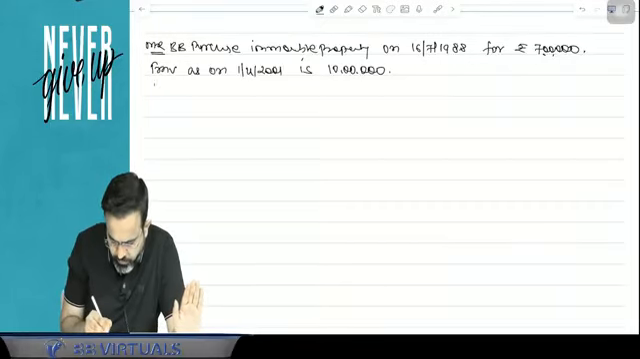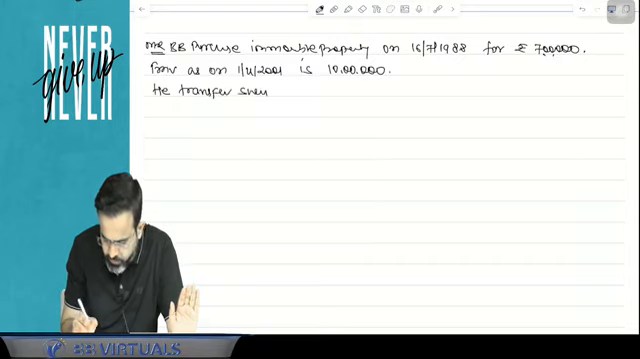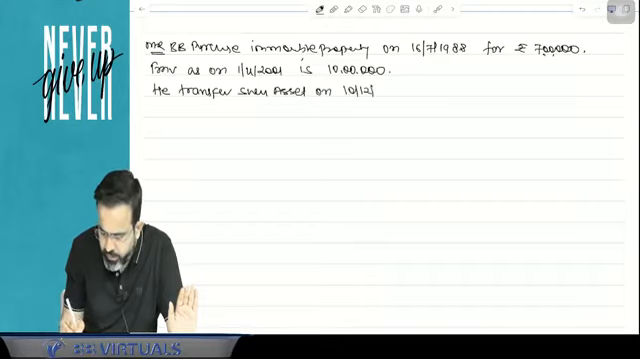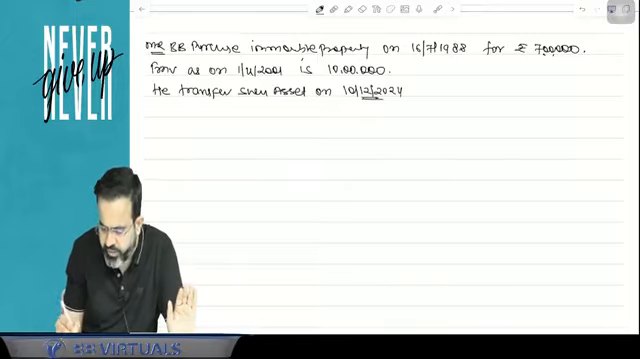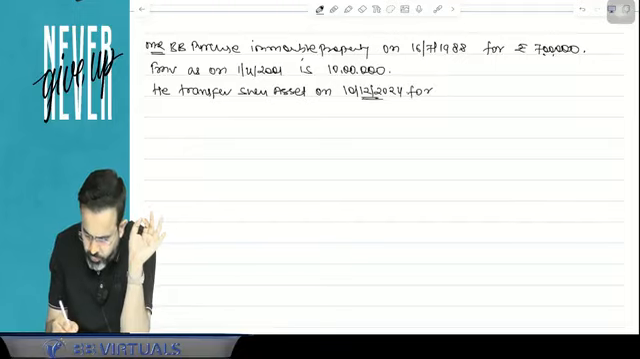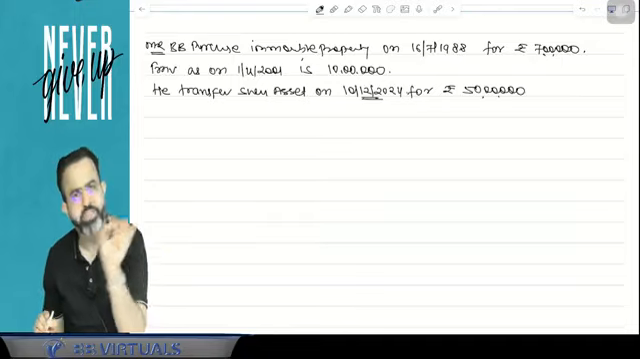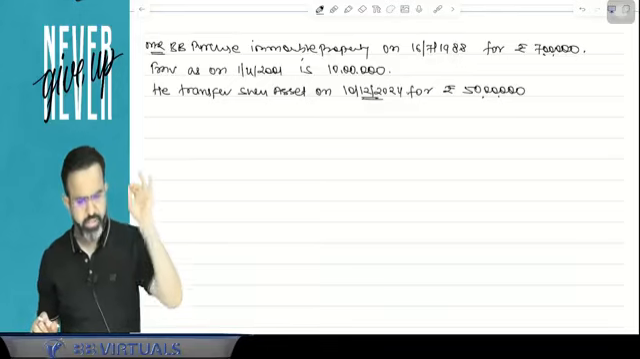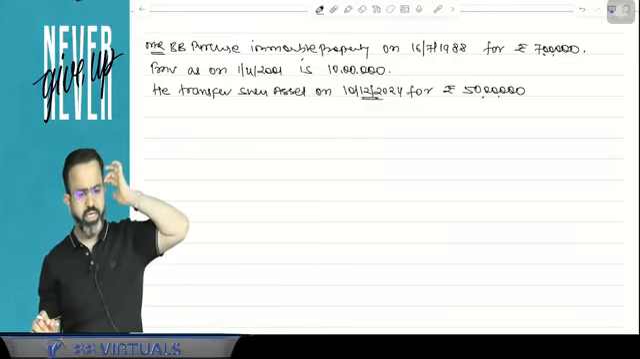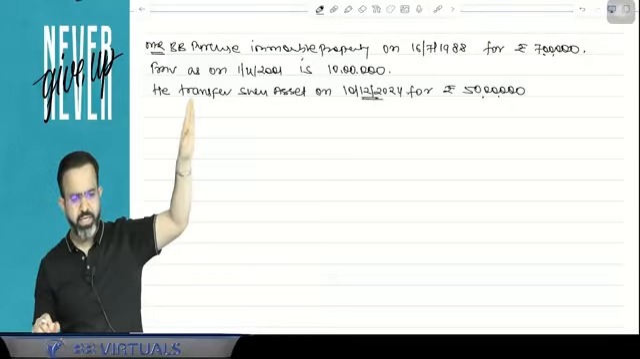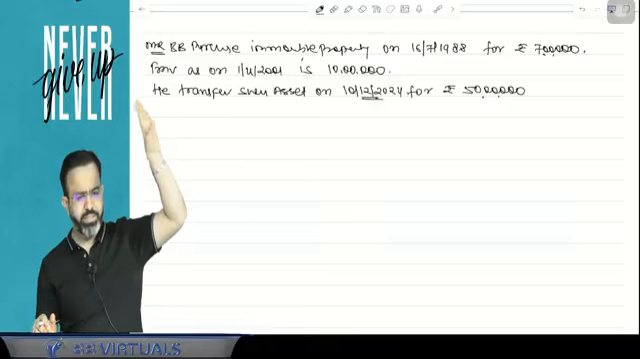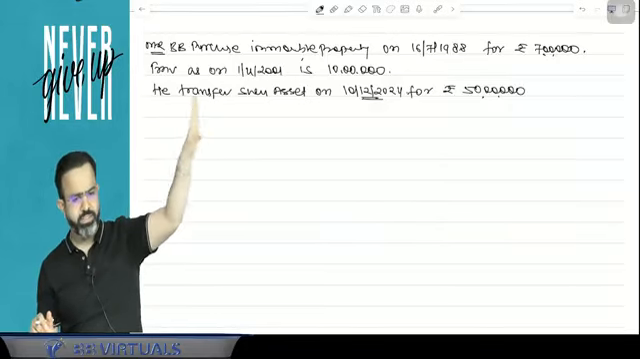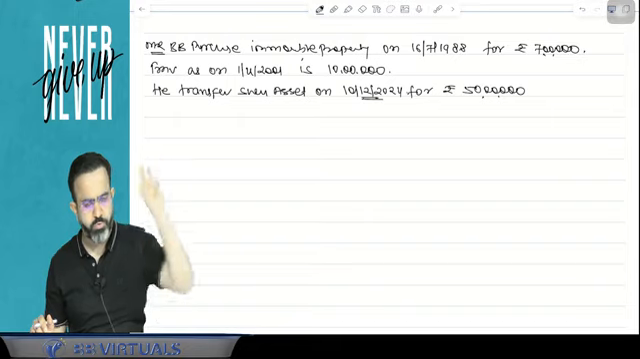Now, he transfers such asset on 10 December 2024, which means after the amendment, for rupees 50 lakh. Mr. BB purchased an immovable property in 1988 for 7 lakh. FMV as on 1/4/2001 is 10 lakh. He transfers such asset on 10 December 2024 for 50 lakh rupees.